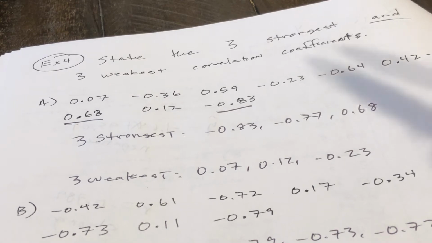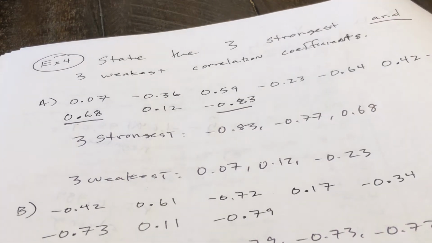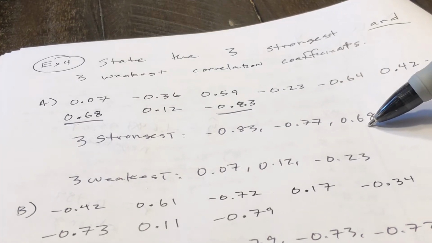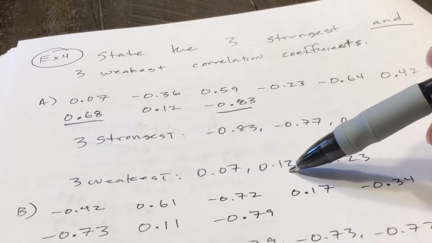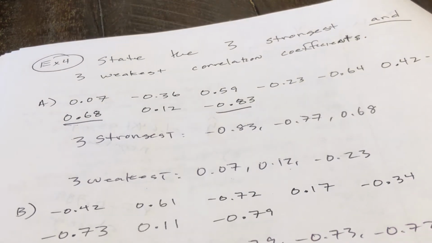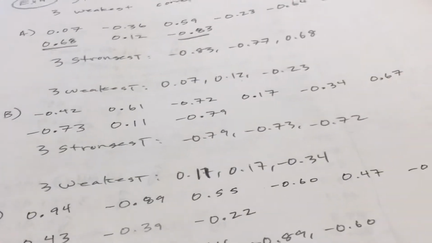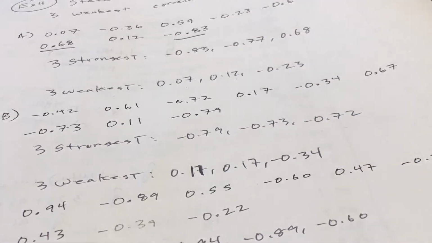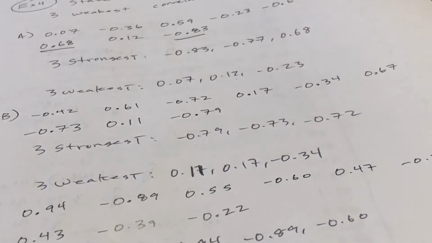So the 3 strongest, that's the strongest one. Negative 0.77 is the second strongest one, and 0.68 is the third strongest. 0.7 is barely bigger than 0. 0.12, same thing, and negative 0.23. Those are the 3 weakest. In B, the 3 strongest, negative 0.79, negative 0.73, negative 0.72. Again, if I made an error, just correct it. The 3 weakest, 0.11, 0.17, negative 0.34.